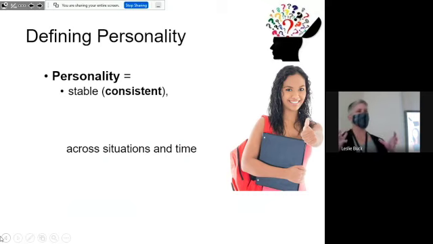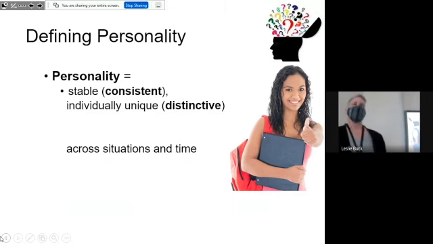So your personality in your 20s is going to be similar to your 30s, 40s, 50s, 60s. There's going to be some element, some core that's going to stick with you across your life. It is unique. There is nobody in the world that has exactly the same personality as you. There is distinctiveness to your personality. You may share a trait with somebody else. You may have a friend that has a similar sense of humor, for example, but you're still not exactly the same.